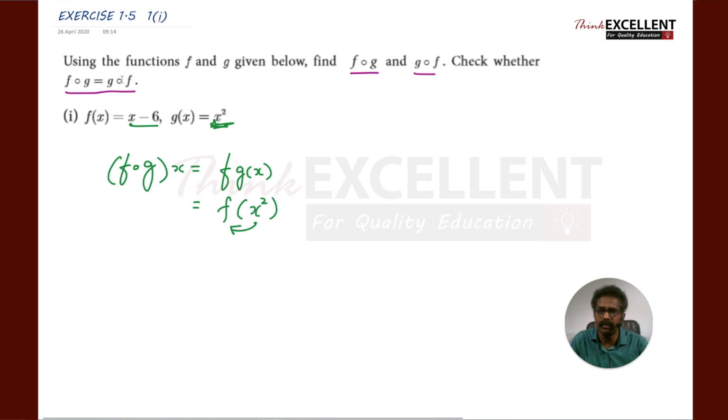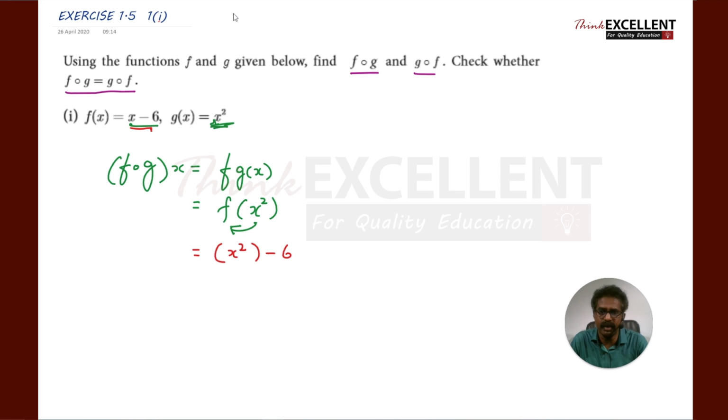So what is F here? You see, what is F of X? F of X is X minus 6, right? F of X is X minus 6. Instead of X, you put the value. What is that? X square.